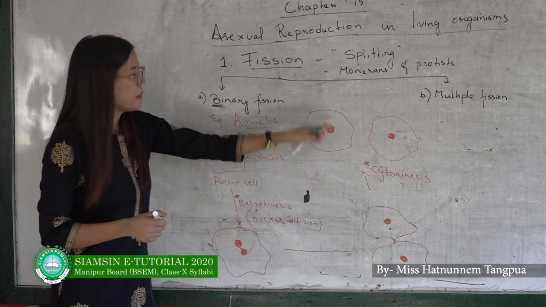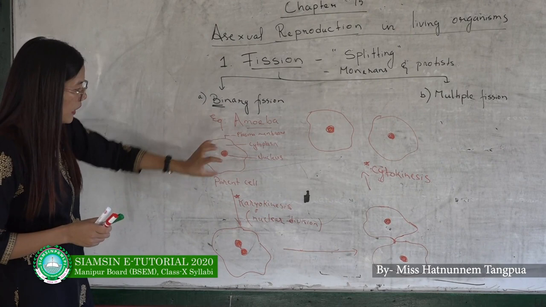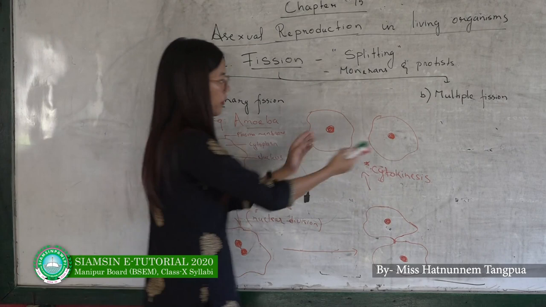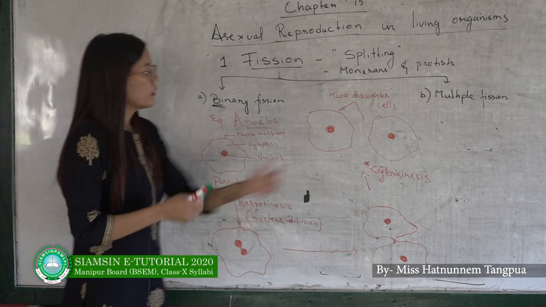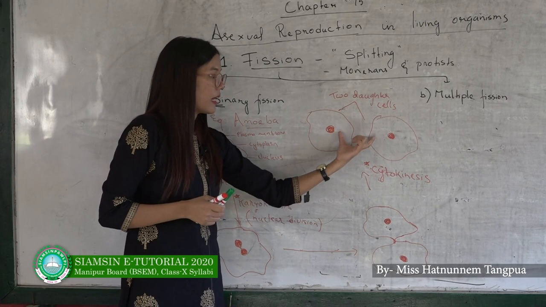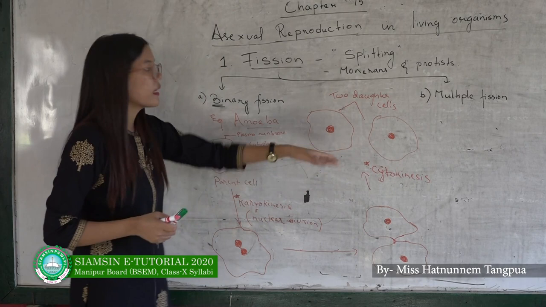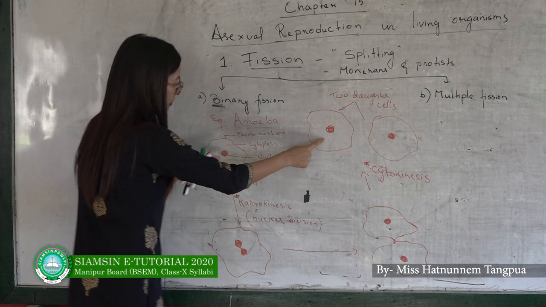This division is called binary fission. There is one parent cell, and the parent cell undergoes division to form two daughter cells. The two daughter cells formed are identical to each other in shape, size, number and genetic composition. The daughter cells are also identical to the parent.